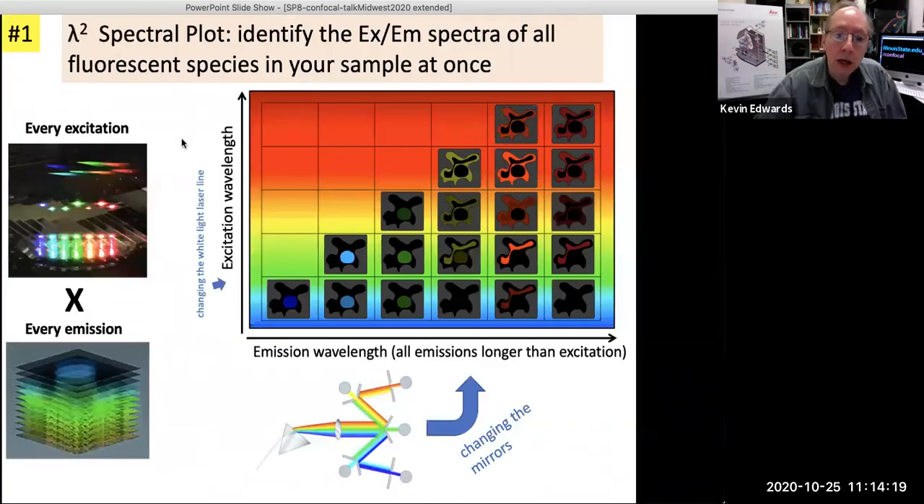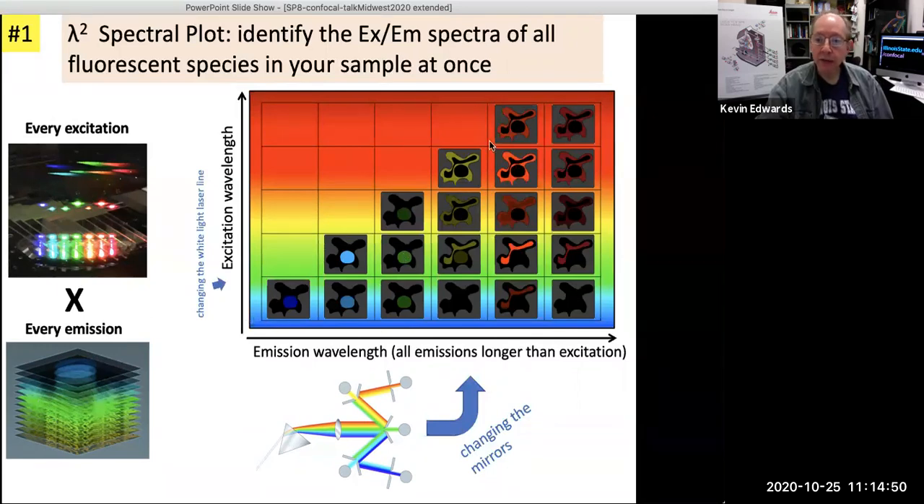All right, so if we can collect every excitation for a sample and we can collect every emission, what if we do both? What if we collect every combination of excitation and emission? Well, first of all, that gives us a lot of data. So in a typical scan, we would collect 1,500 images. That'd be every combination here where emission is longer than excitation for the reasons that we talked about before.